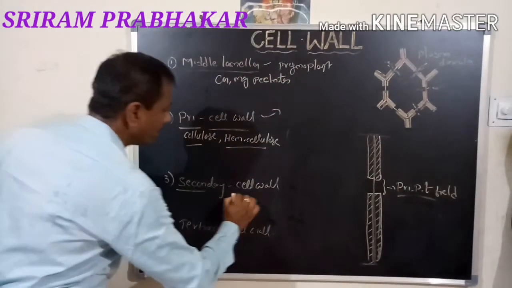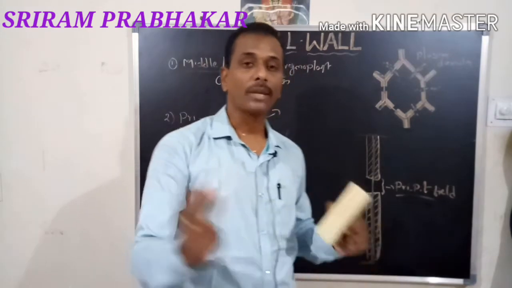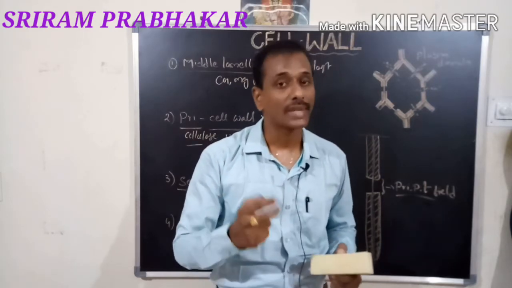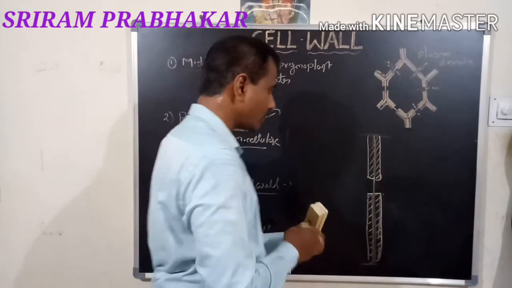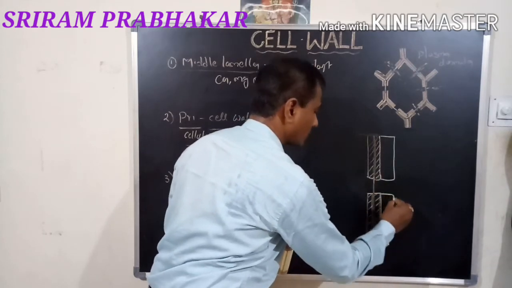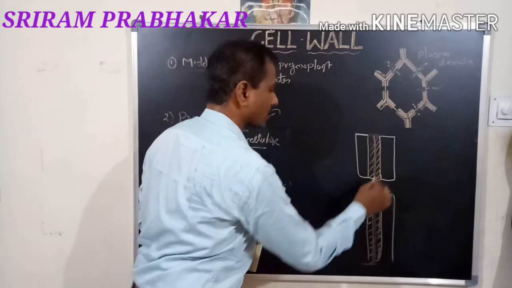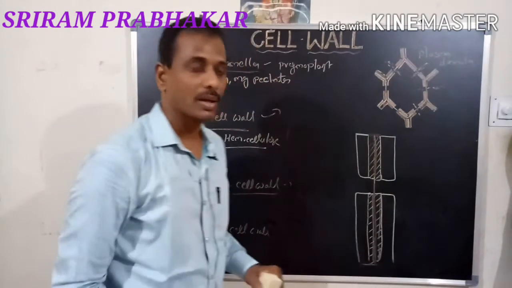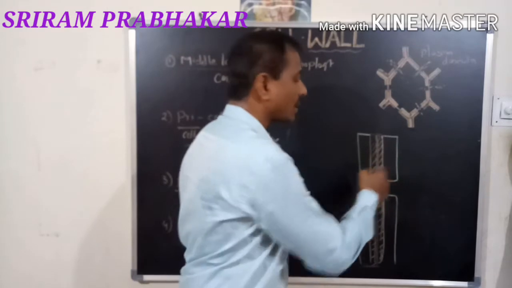Then next, the secondary cell wall. With more deposit of cellulose in the chemical composition, it forms the secondary wall. Generally, after the maturation of the cells, the secondary wall is deposited. So now I am showing here, this is a secondary wall. Secondary wall of this cell. Now here, the secondary wall of this cell I am showing. This is the primary wall, this is the secondary wall. The secondary wall is very thick compared to the primary wall. After the maturation, the secondary wall is formed.